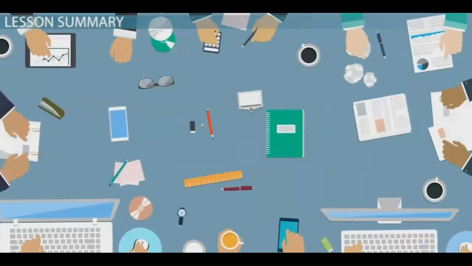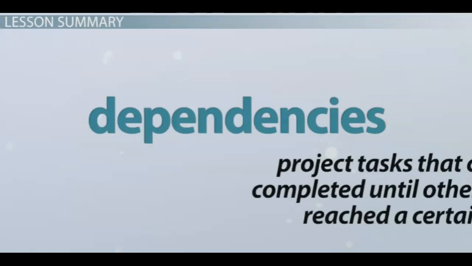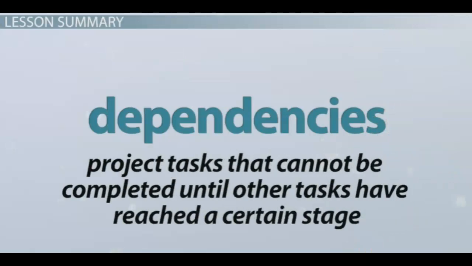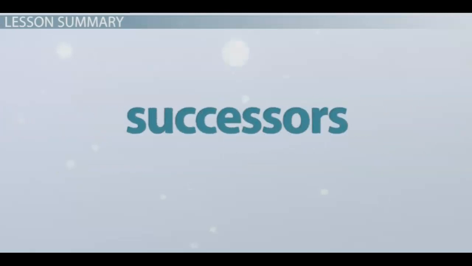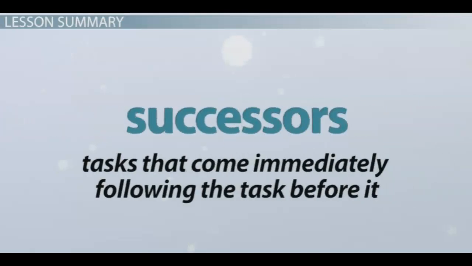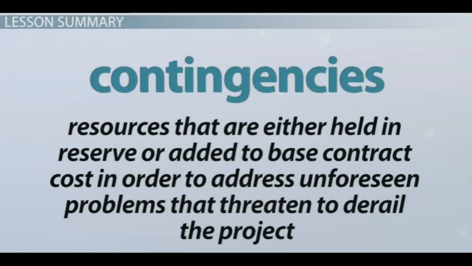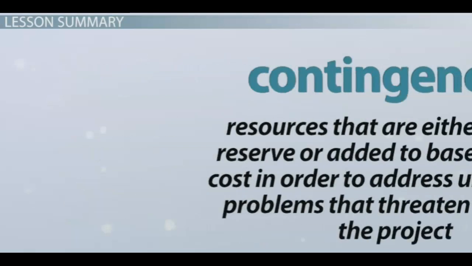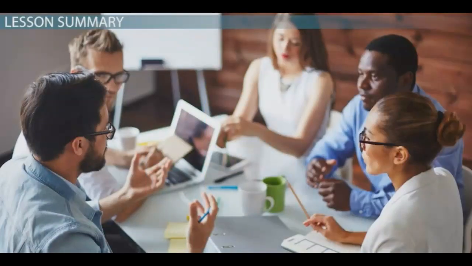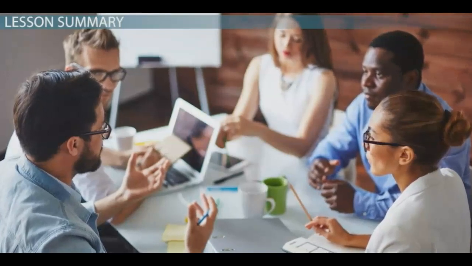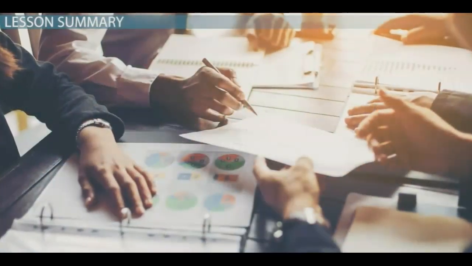All projects have dependencies and contingencies. Dependencies are project tasks that cannot be completed until other tasks have reached a certain stage or have been completed. Predecessors are tasks upon which future tasks rest, and successors are tasks that come immediately following the task before it. Contingencies are resources that are either held in reserve or added to base contract cost in order to address unforeseen problems that threaten to derail the project. Contingencies can be used to allocate additional resources to tasks that are lagging, but it is important to understand the reasons for the need to use the contingencies so that future project plans can be adjusted accordingly.